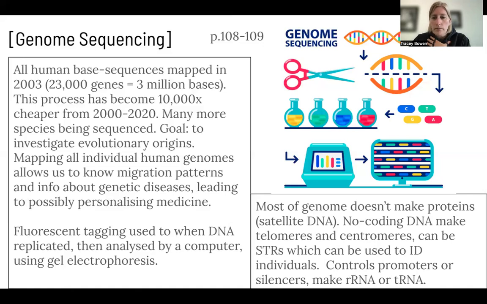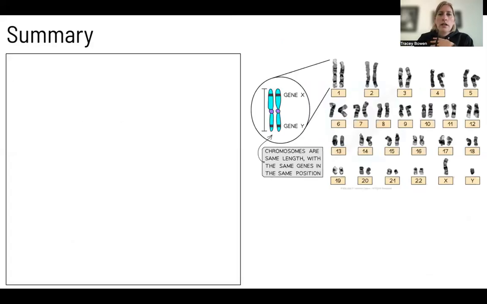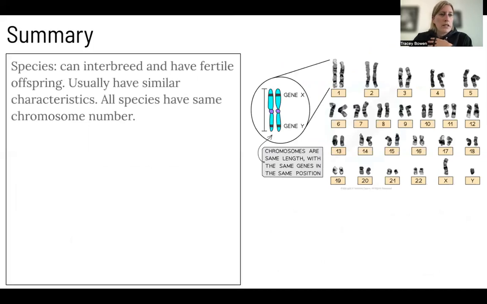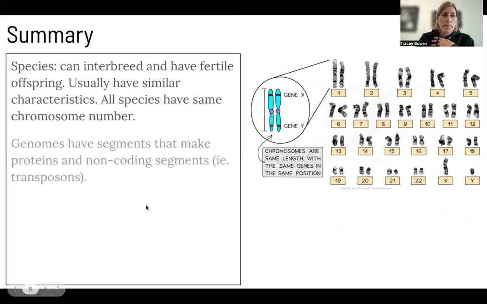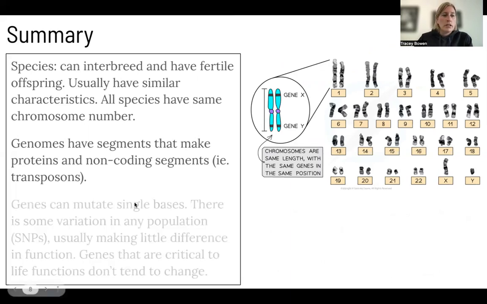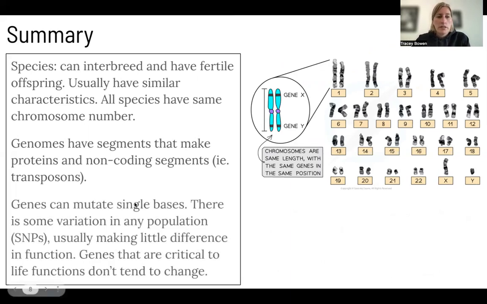But also segments of DNA can be promoters or silencers, and also can be used to make ribosomal RNA or transfer RNA. So for SL, to summarize, species can interbreed and have fertile offspring, and they usually have similar characteristics. All species have the same chromosome number. Genomes have segments that make proteins as well as non-coding segments, i.e. transposons. And genes can mutate single bases. So there is some variation in any population.